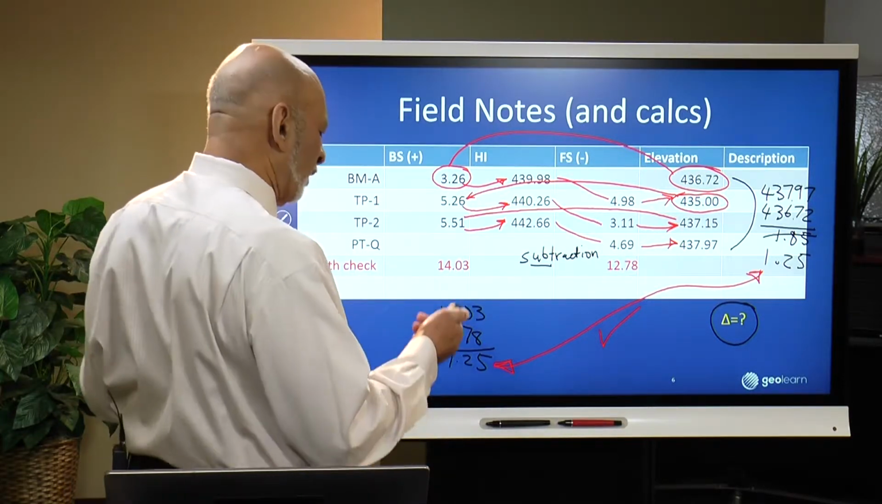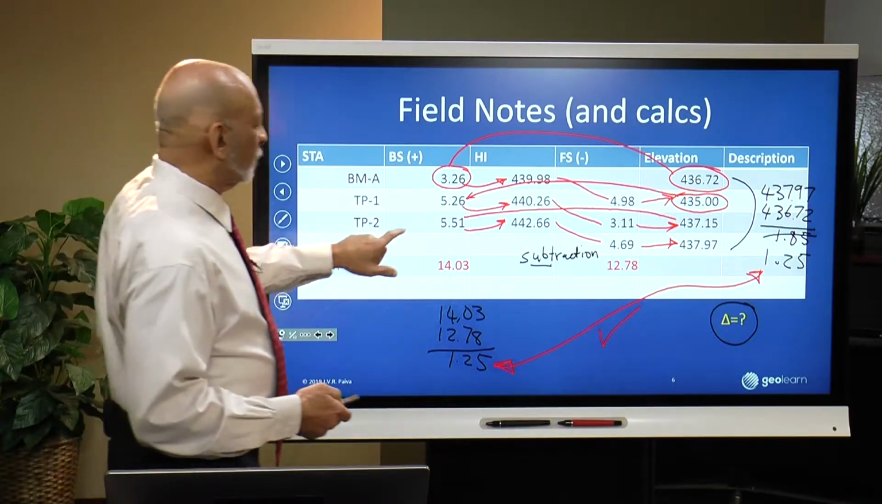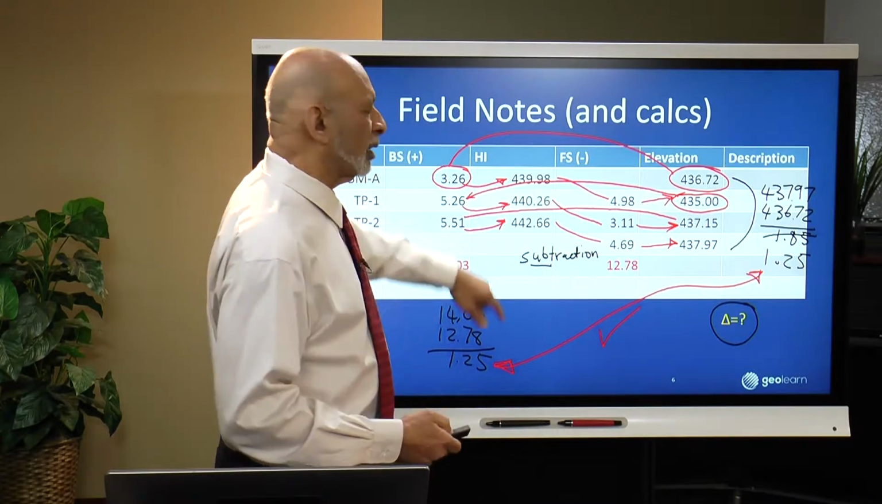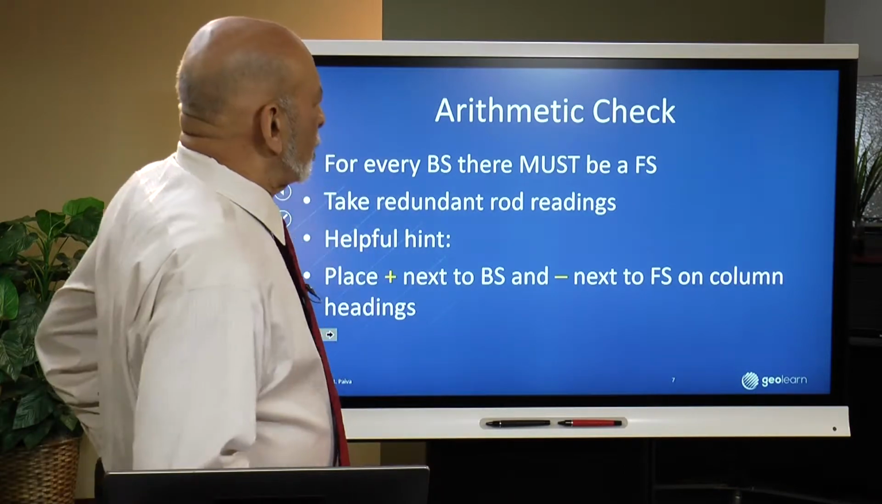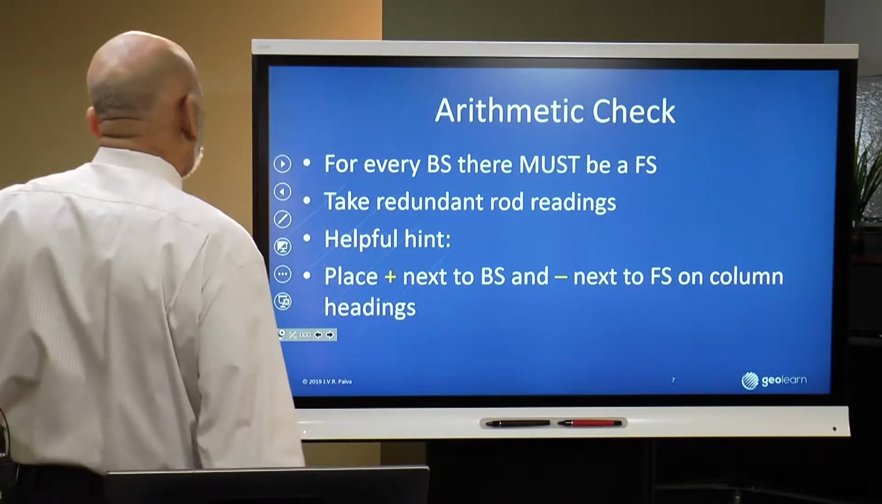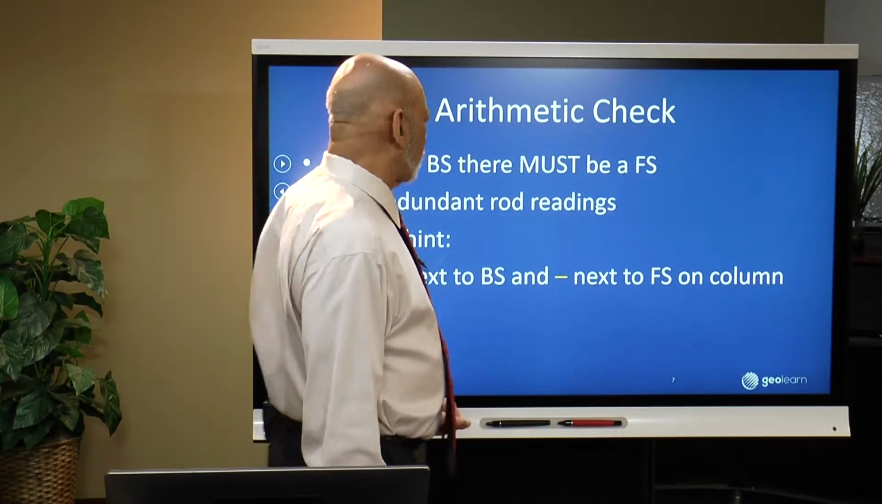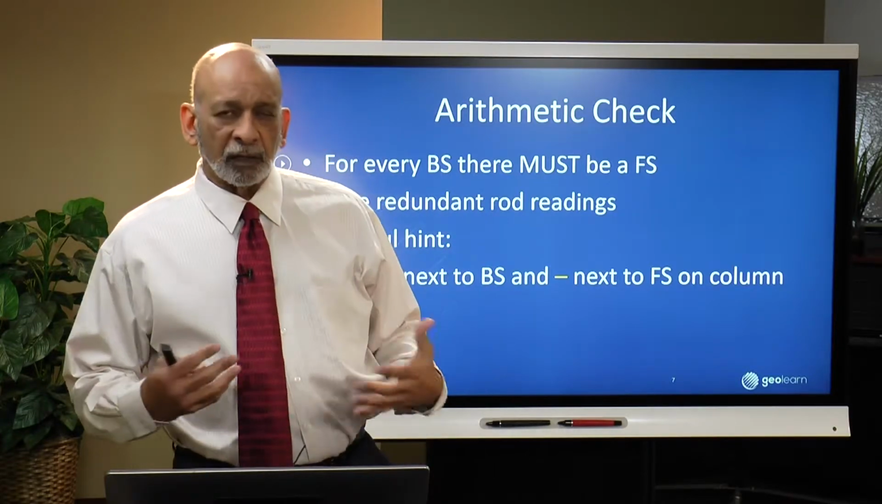So that's how you do the field notes and calculations. Now that is one method to keep notes, where the backsight and the foresight to these turning points appear on the same line, which, as I said, is very confusing. So before I go on to the other style, I just want to remind you that for every backsight, at least in this case so far, there must be a foresight. We often suggest that you take redundant rod readings.